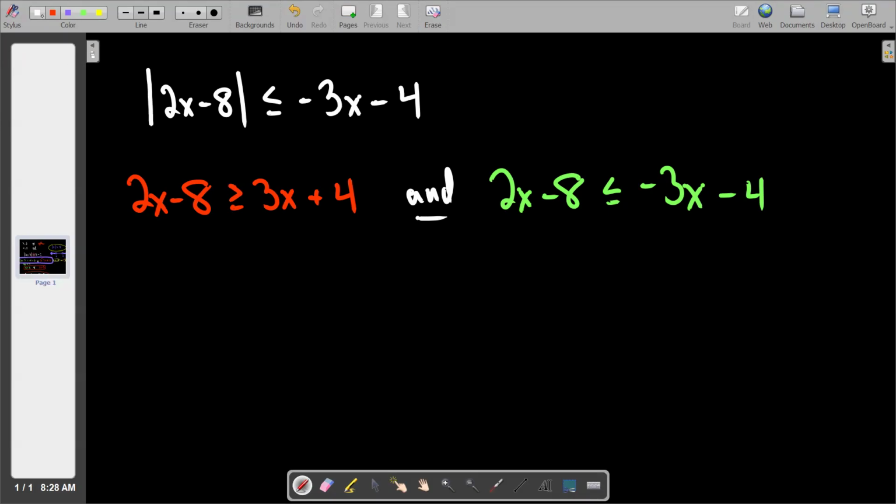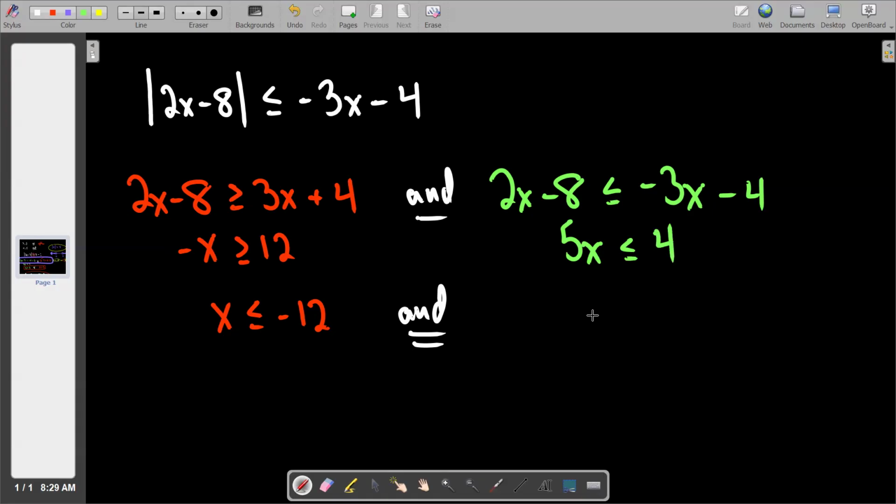Wonderful news. So the one on the left, when I solved it, I just kept it simple. I just kept my x on the left. So I subtracted 3x, I added 8, and then I divided by negative 1. And this one switches to x is less than or equal to negative 12. So far, so good. And then I'm going to copy the critical word, and for my green one, if I add 3x, I get 5x. And then if I add 8, I get 4. And then I'm going to say that x is less than or equal to 4/5.